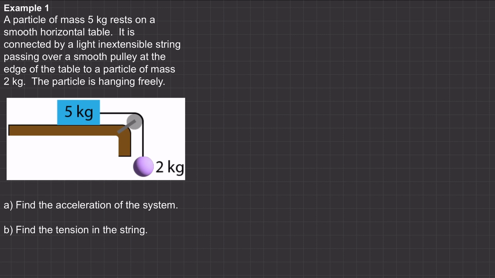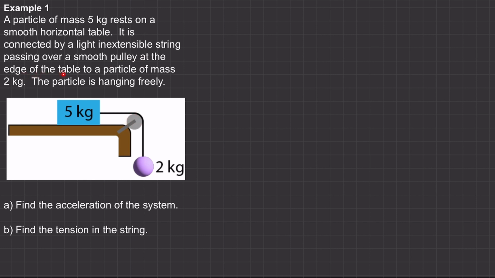And we'll begin with question 1, where we're told that a particle of mass 5 kilograms rests on a smooth horizontal table. This is the particle here, and because it's smooth, we can assume that there's no opposing friction. It is connected by a light inextensible string, which is this string here. Because it's inextensible, we can assume that it does not stretch or compress, and it passes over a smooth pulley. So again, there's no friction over this pulley.